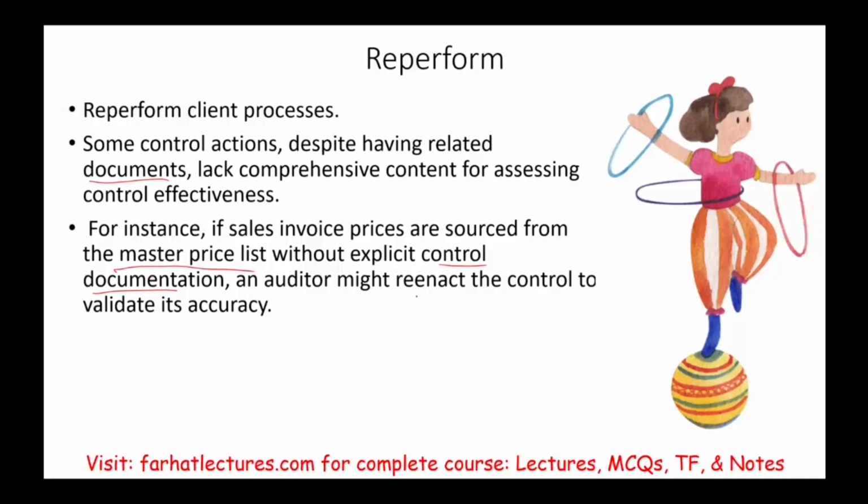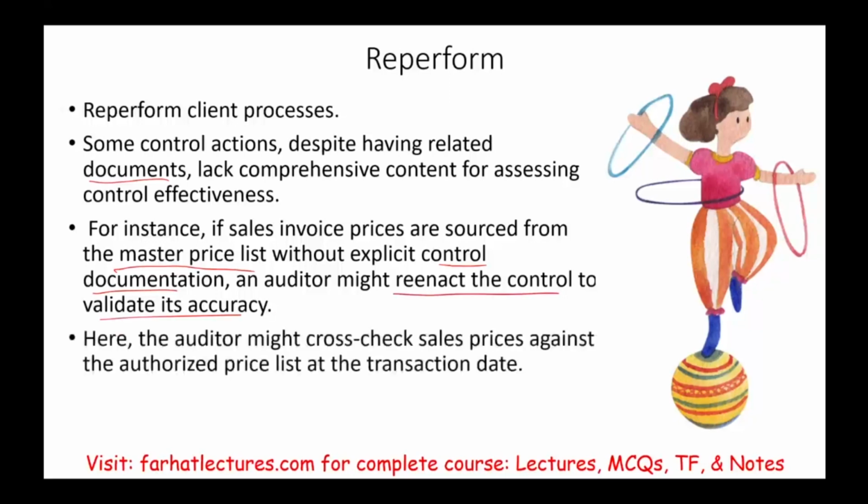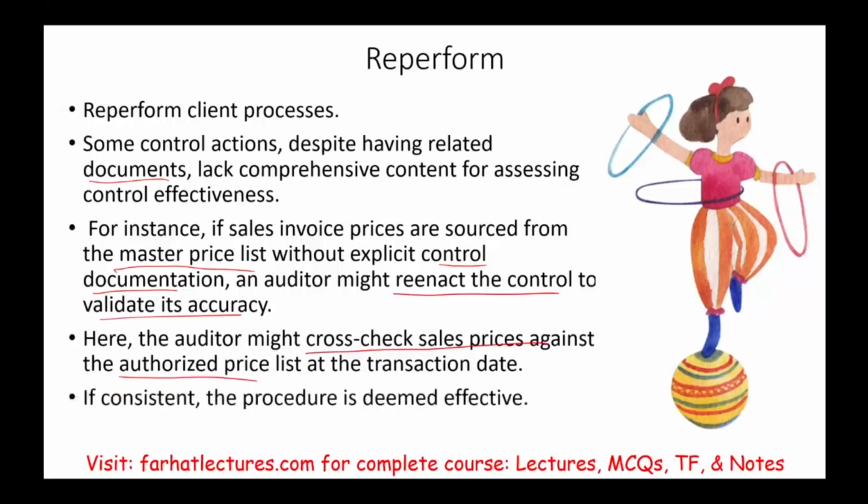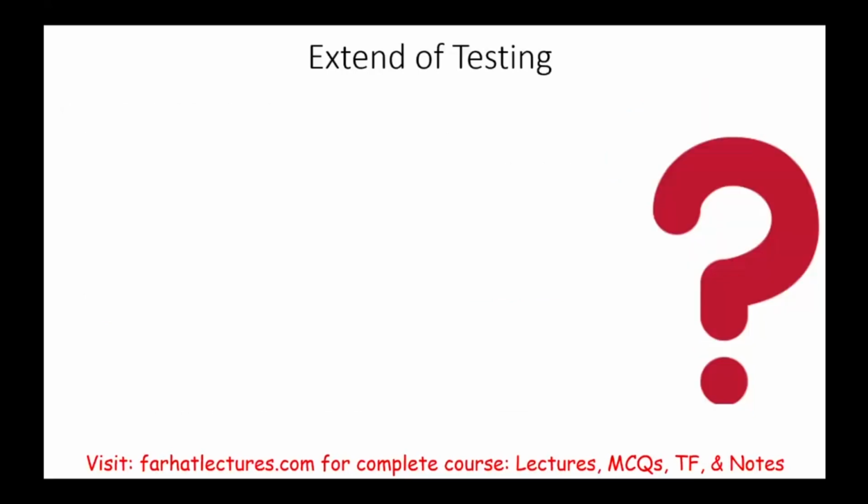Go ahead. An auditor might reenact the control to validate its accuracy. Well, the auditor here might cross-check sales prices against the authorized price list at the transaction date. If it's consistent, then the control is working properly. What we did is we reprocessed the transaction, making sure it's working as expected. The next thing we are going to discuss is the extent of testing. How much testing are we going to perform?